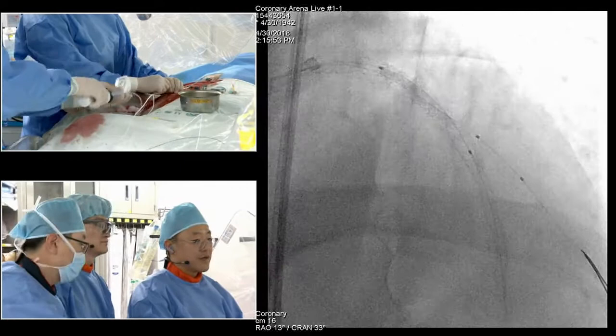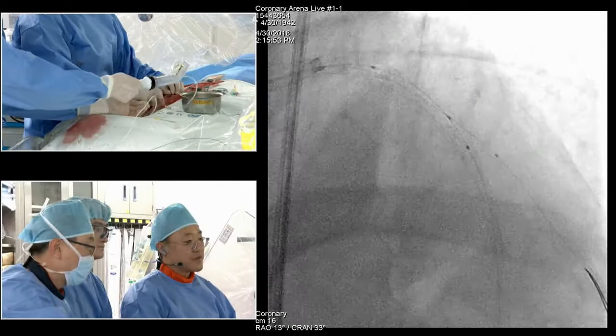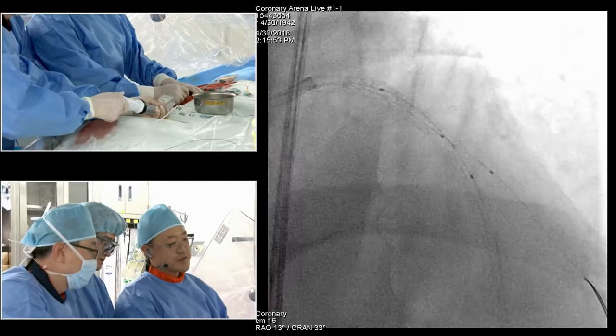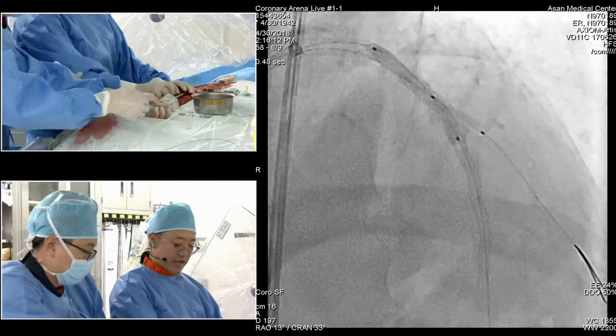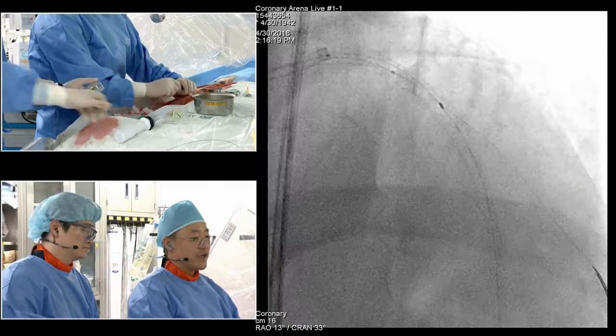이렇게 해놓고, 자, 조금만 더 놓고, 자, 같이 갈게. 네. 자, go. 6, 7, 8, 10. 자, 하나, 둘, 셋. Okay, got it. And then I check the final result and check the IVUS again.